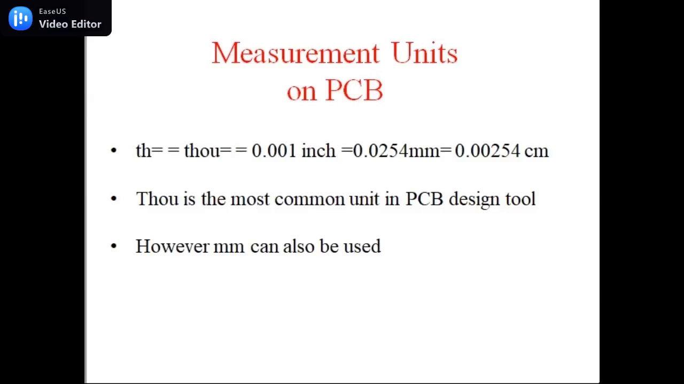Coming to the measurement unit of PCB, measurement units in PCB designing are very important. Generally the most popular and very common unit in PCB designing is TH, which is also called thou. Thou has a standard value of 0.001 inches, which equals 0.0254 millimeters, or also equals 0.00254 centimeters. This is a standard measuring unit on PCB.